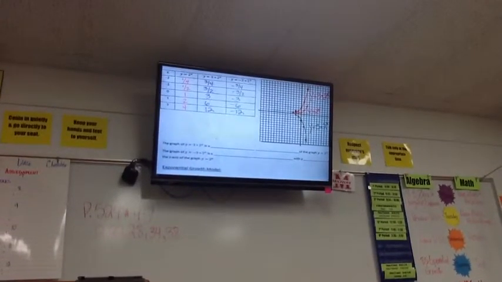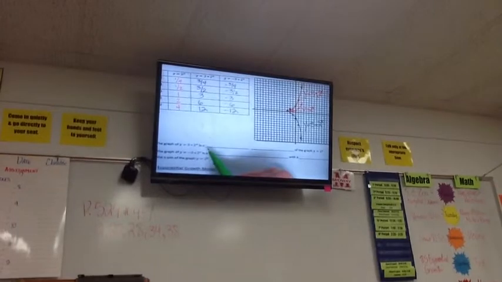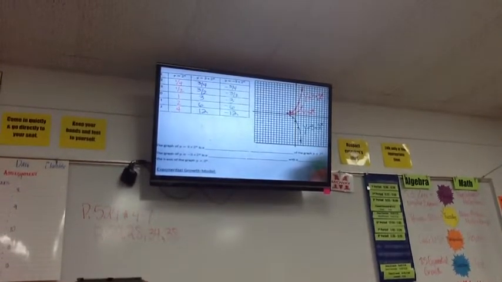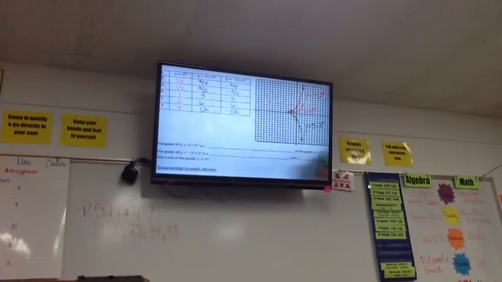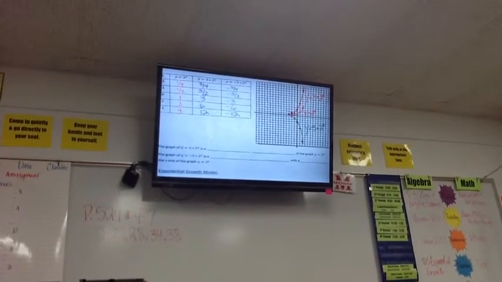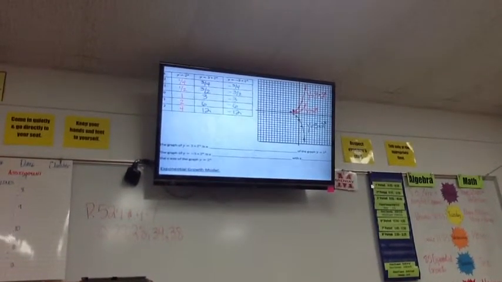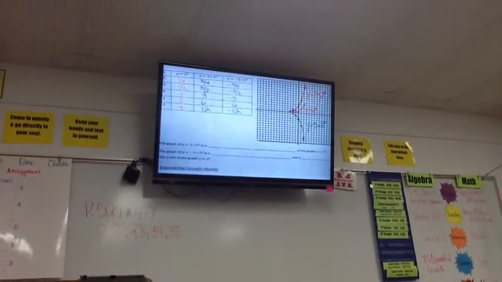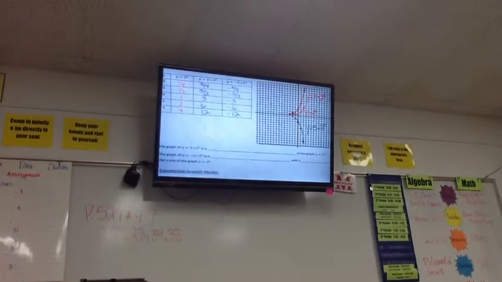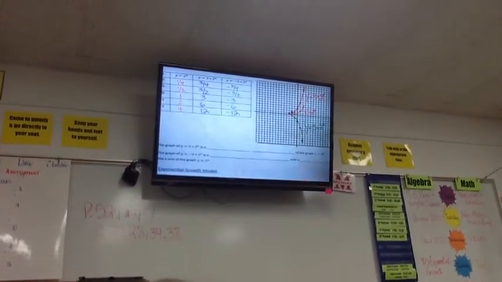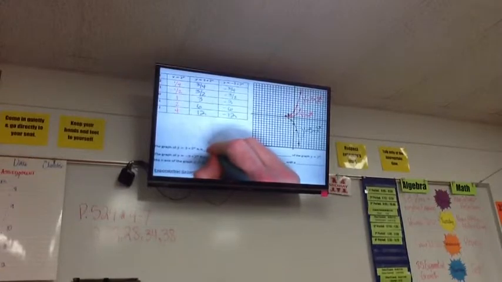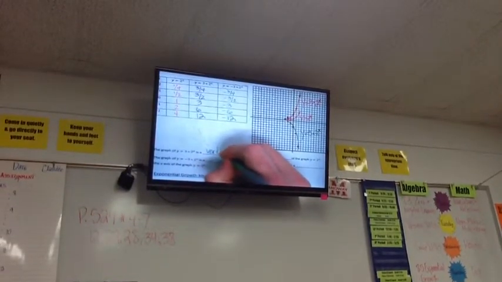The graph of y equals 3 times 2 to the x is a blank blank of the graph of y equals 2 to the x. You just named them, reflections. Stretch. What kind of stretch? Exponential stretch. A vertical stretch.